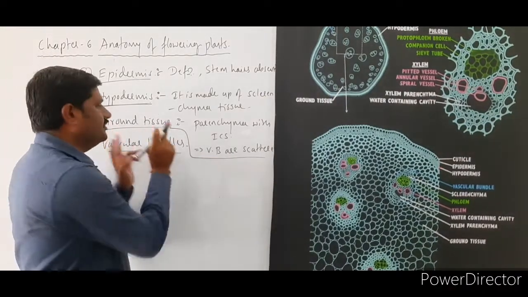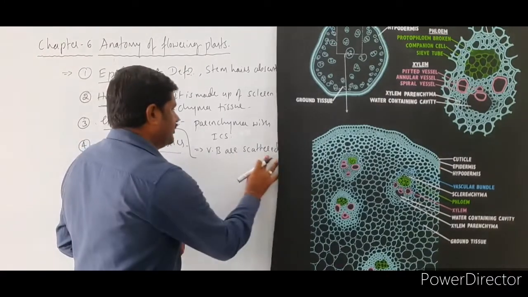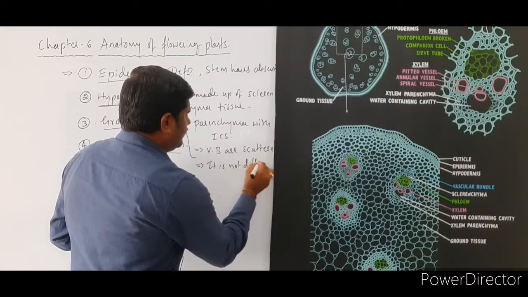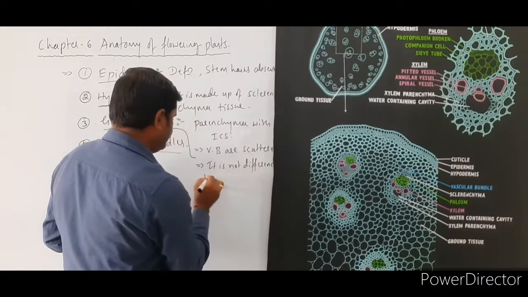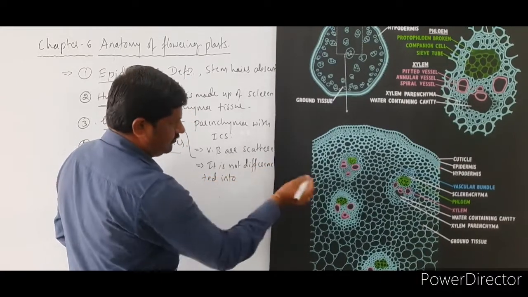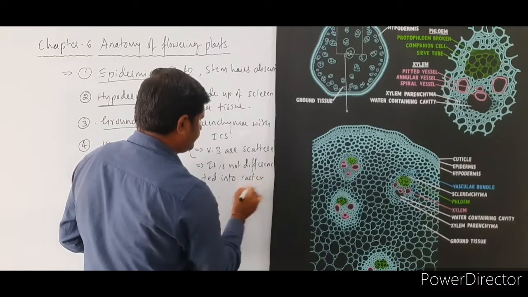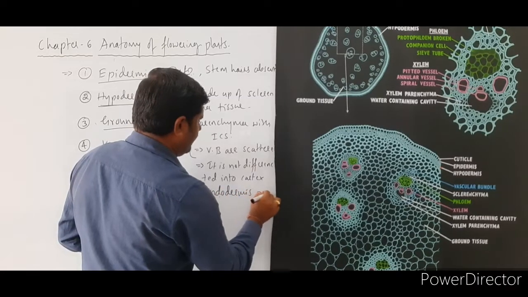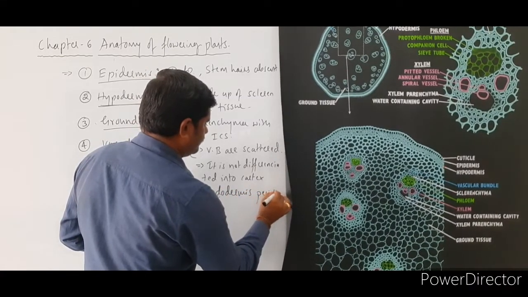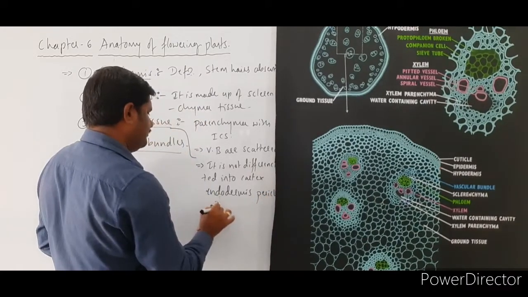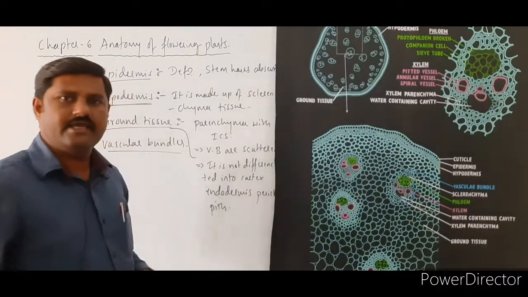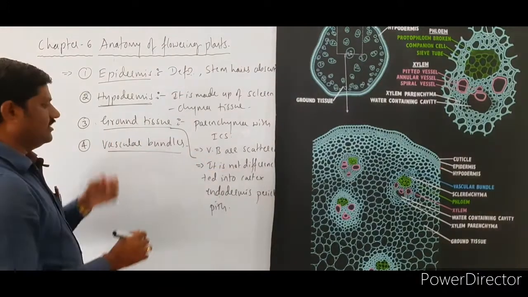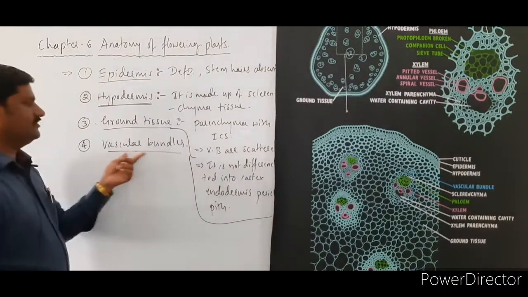And this ground tissue is not differentiated, one more point you add over here, it is not differentiated into what? Cortex, endodermis, pericycle, or pith like this. Okay, this point is very important point. And after that one, after this ground tissue, we'll come to the vascular bundle.